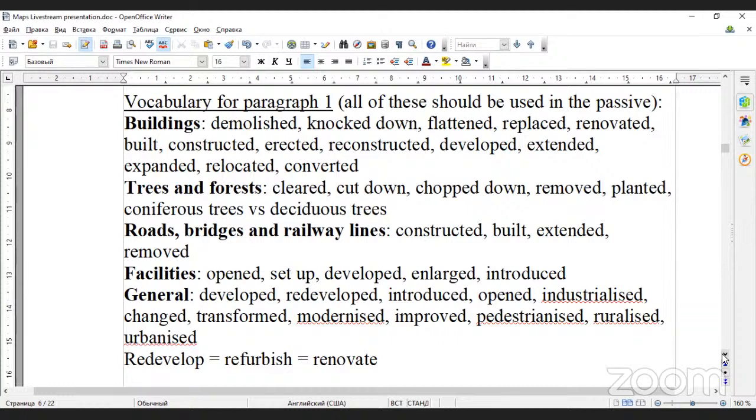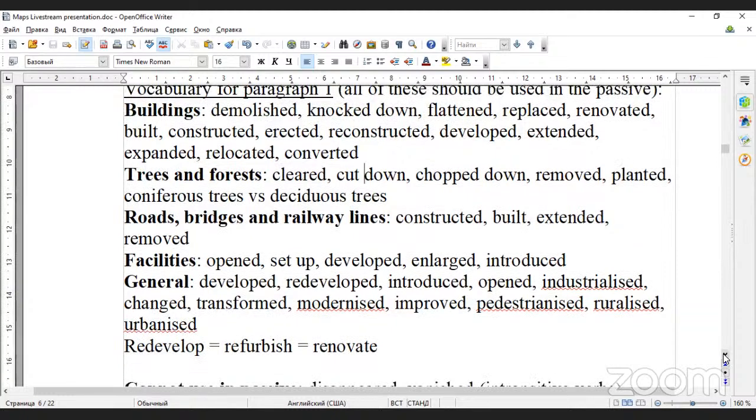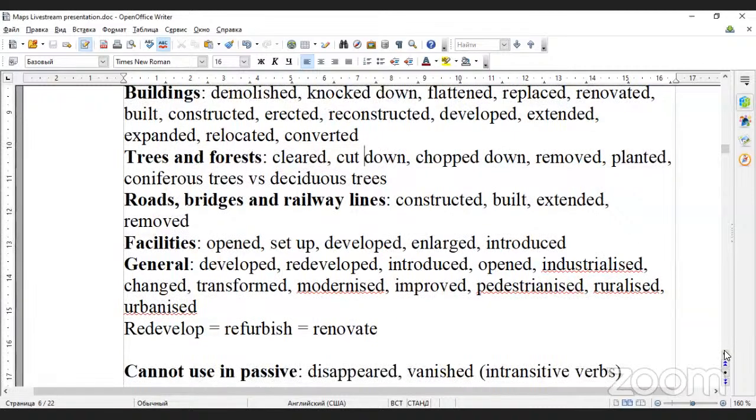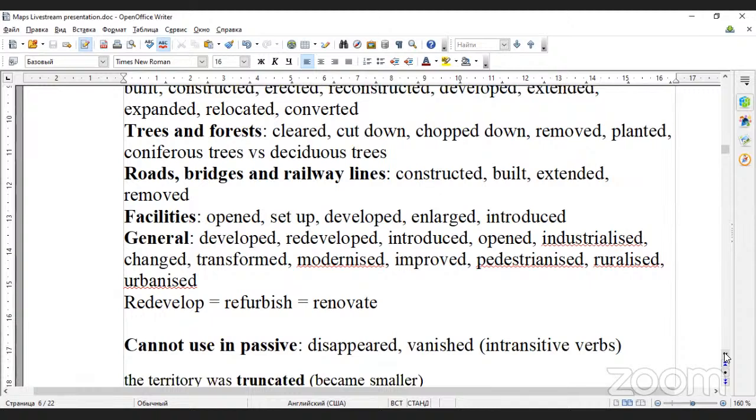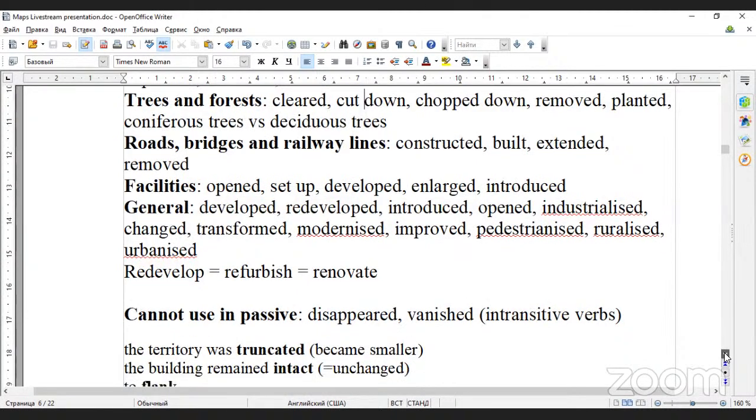Okay. If you're watching the recording, maybe you want to stop here and take some notes about this vocabulary. So some of these words are useful, but we're also going to practice these words today a bit later. Then there are two words that disappeared or vanished. You cannot use them in passive. Something disappeared, not in the passive.